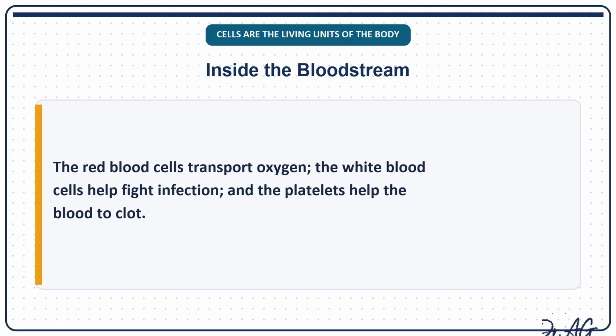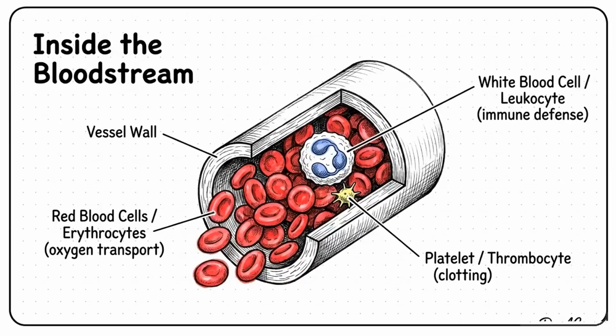The red blood cells transport oxygen, the white blood cells help fight infection, and the platelets help the blood to clot. Inside a blood vessel, the red blood cells carry oxygen. A white blood cell defends against infection. And a platelet helps the blood to clot.